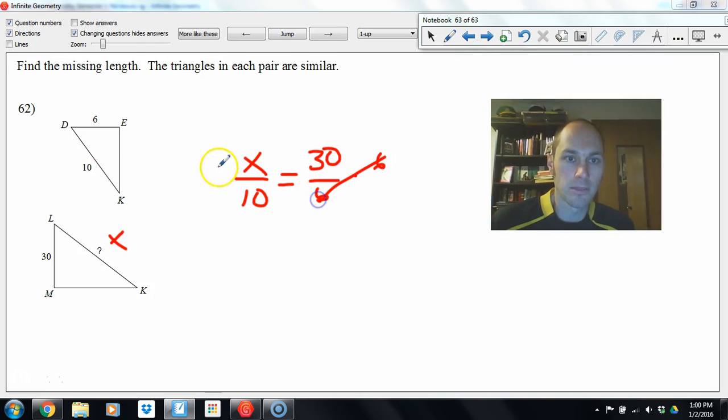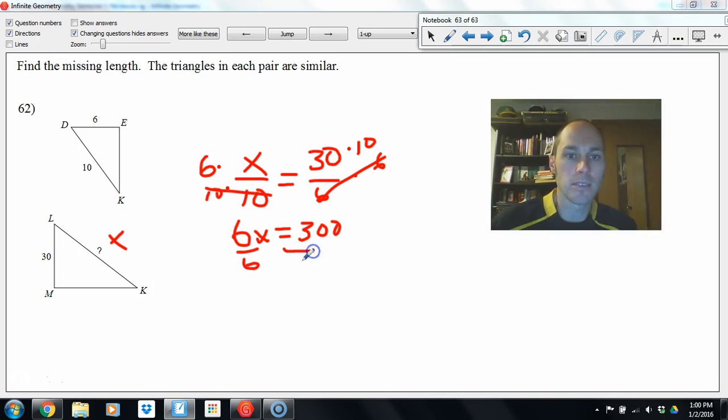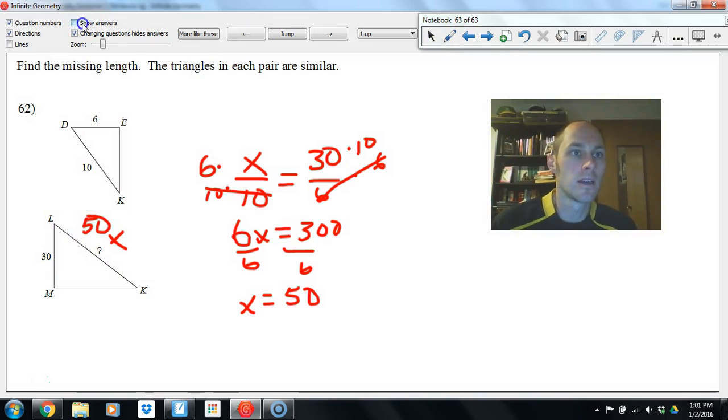So multiply both sides by 6. Multiply both sides by 10. Cross product, say 6x equals 300. Divide both sides by 6. X is 50. Check it to see if it makes sense. 50, longest side, longer than that one, seems to make sense. And we check our answer, it's right.